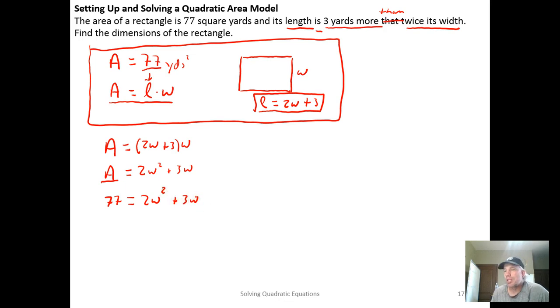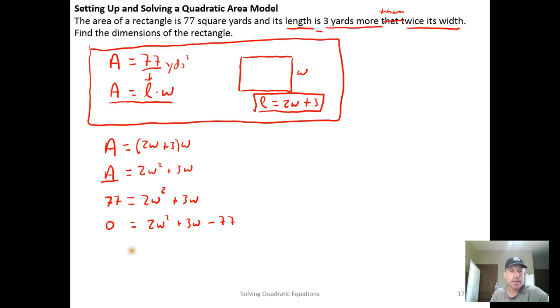So we can use any of the tools that we have in our toolbox for solving this type of equation. We can complete the square. We can attempt to factor it and use the zero product property. We can use the quadratic equation. If we want to use the quadratic equation, then we need to get this equal to 0. I'm going to do the quadratic equation this time, so I'm going to subtract the 77 off both sides. That gives me 0 equals twice the width squared plus 3 times the width minus 77.